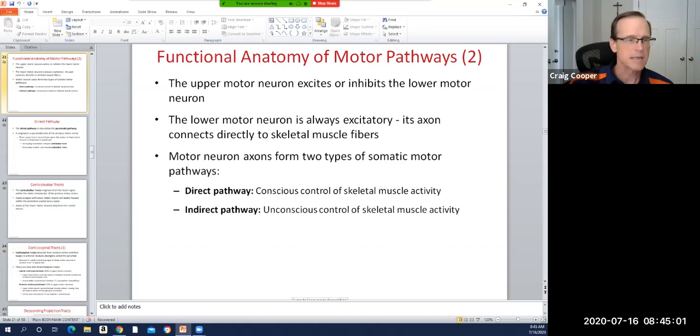Or if I'm trying to stand up and prevent myself from falling over, I need to sense gravity and sense forces, but I don't want to actively make myself have to think about it. Those are the type of things that are going to be controlled with those indirect pathways. But if I intentionally want to pick up my phone, pick up a pen, punch somebody, swat a bug, kick a ball, those are all going to be direct pathway type of things.